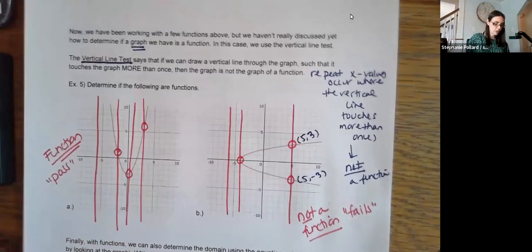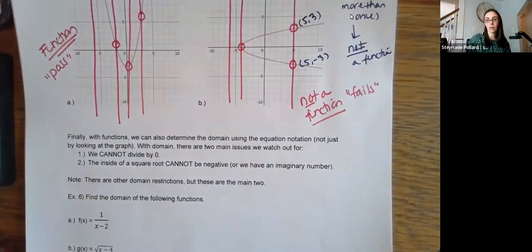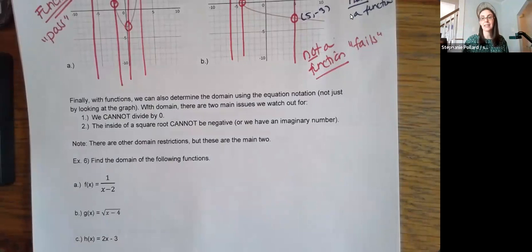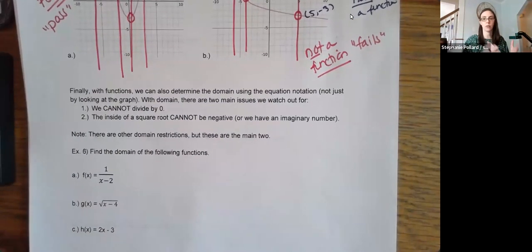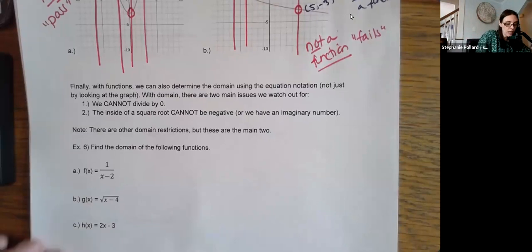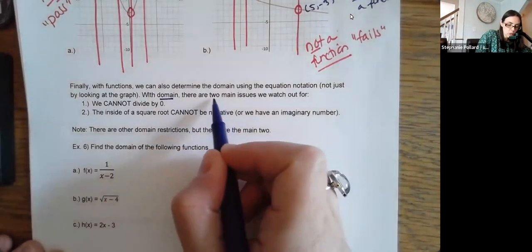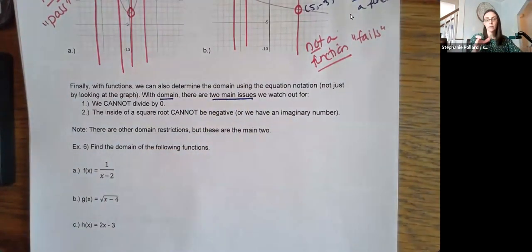Now, finally, with functions, we can also determine the domain and range. Domain and range is the same exact definition with a functional relation. There's no change there. But I do want to point out some things we want to watch out for, and I mentioned I would talk about this. With equations and with domain, there are two main issues we watch for. There are other issues, but for our class, the beginning issues are the following ones.